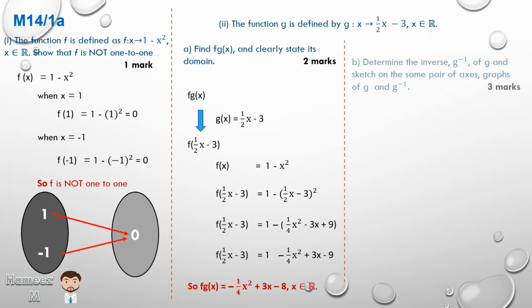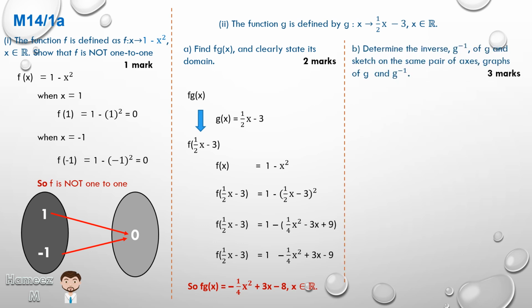Part B, determine the inverse of the function g and sketch on the same pair of axes graphs of g and g inverse. g of x is equal to a half x minus 3. And what we're going to do is make x the subject of the formula. g of x plus 3 is equal to a half x. x will be equal to 2 times (g of x plus 3). And if we substitute accordingly, then we replace g of x by x and replace x by g inverse of x. So 2 times (x plus 3) is equal to g inverse of x.